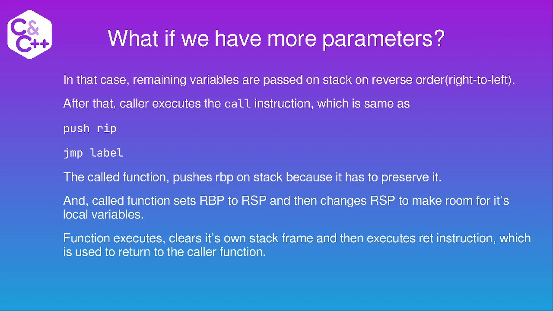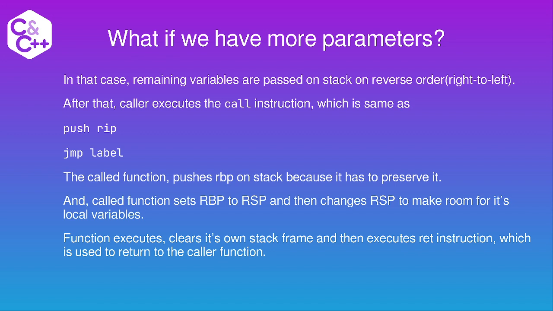After doing all of this, aligning and putting our parameters, the caller executes the call instruction, which is the same as push RIP and jump to label. The called function puts RBP on the stack because it has to preserve it. This is not actually a requirement, but this is what you do when you need some local variables on the stack. This is the most basic way of doing anything on the stack. That's why I added it.